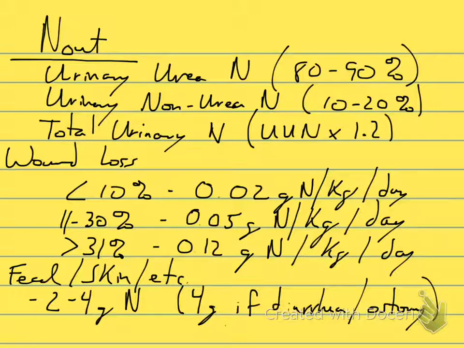So that takes care of the urine losses and the wound losses, and the other losses are basically just an estimation: fecal, skin, etc. For most cases, you're just going to use a standard factor of 2 for that. However, if you have somebody that has significant diarrhea, or if they've got an ostomy and are having a lot of output through that ostomy, they might be losing up to 4 grams. So if they have a lot of diarrhea or ostomy losses, you're going to use a factor of 4 there as opposed to 2. But generally use a factor of 2 to account for the nitrogen loss from skin and feces and other sources.